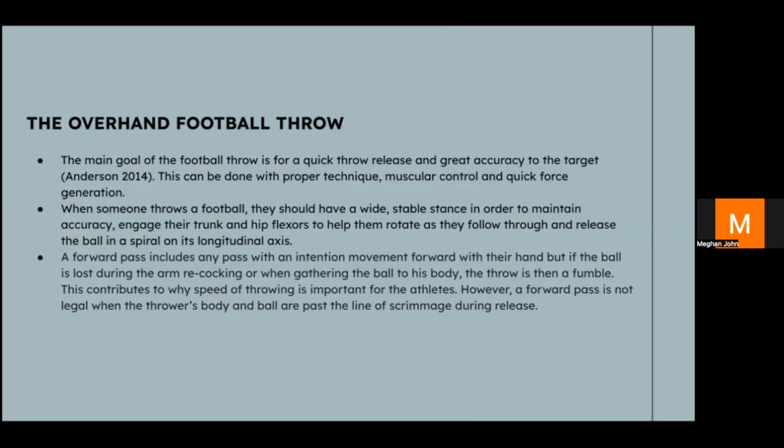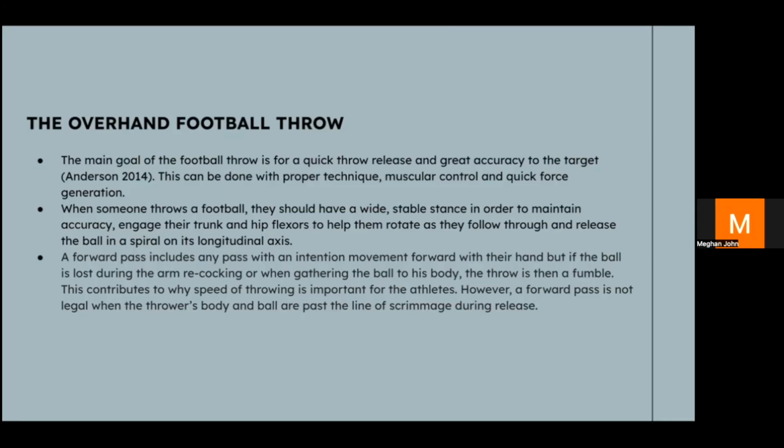When someone throws a football, they should have a wide, stable stance in order to maintain accuracy, and engage their trunk and hip flexors to help them rotate as they follow through and release the ball in a spiral on its longitudinal axis. This keeps it from wobbling in the air.